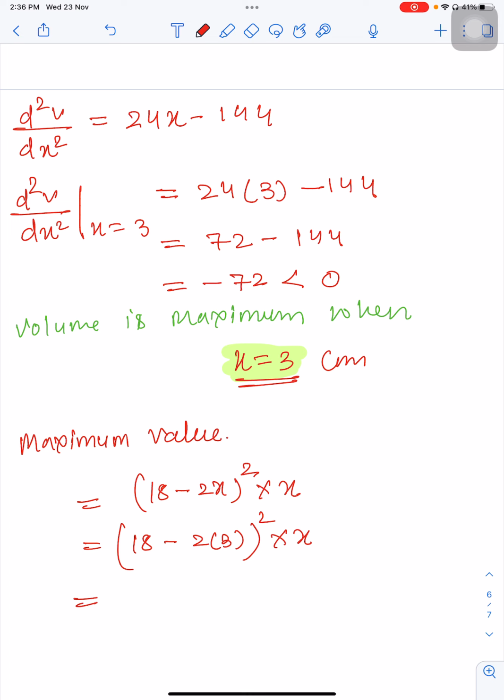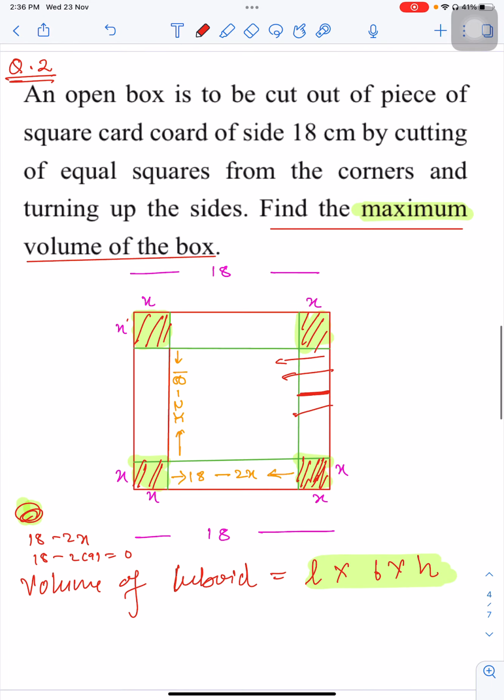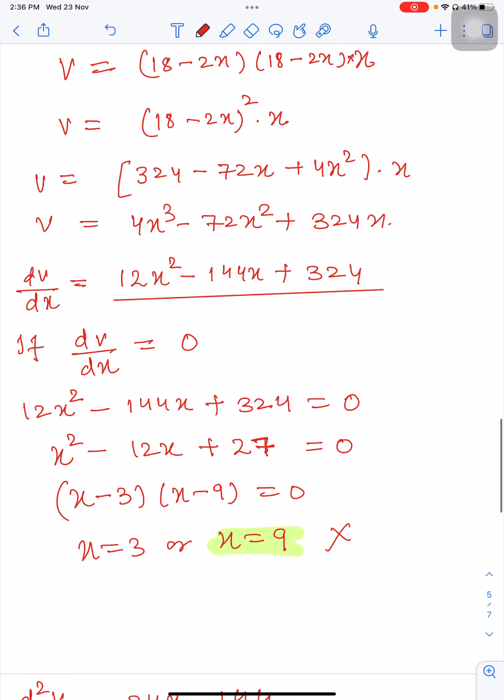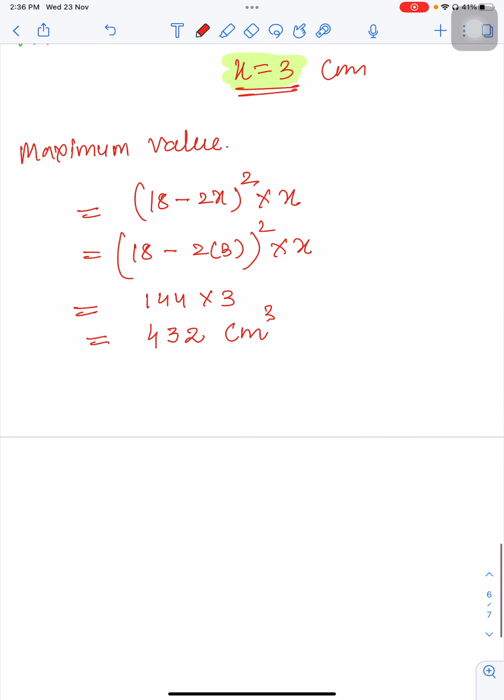2 3s are 6. 18 minus 6 is 12. 12 square is 144. 144 into 3: 4 3s are 12, and so on, which gives 432. So 432 centimeter cube. So the maximum volume is 432 centimeter cube. This is our final answer.